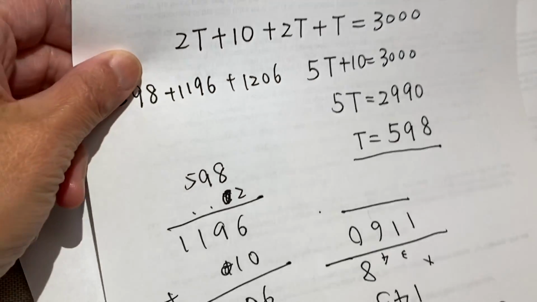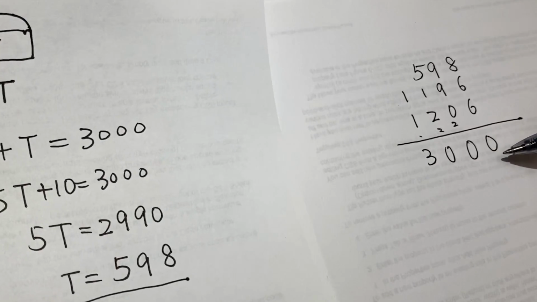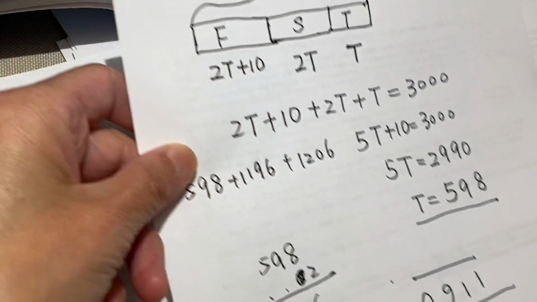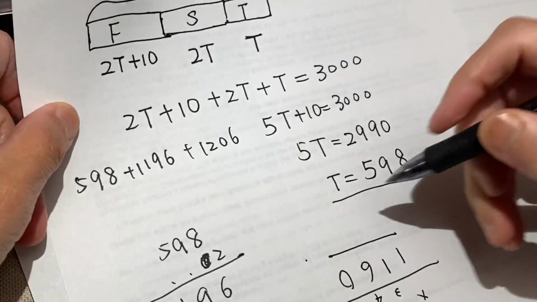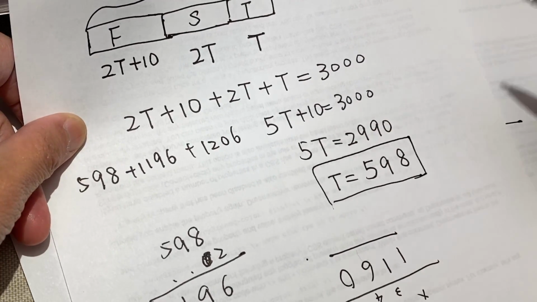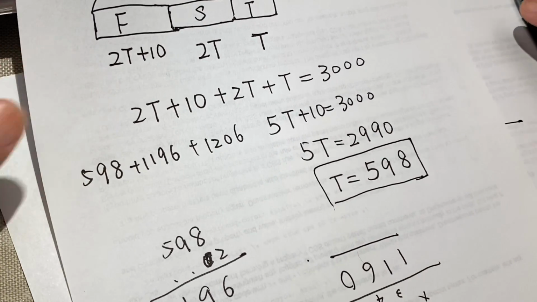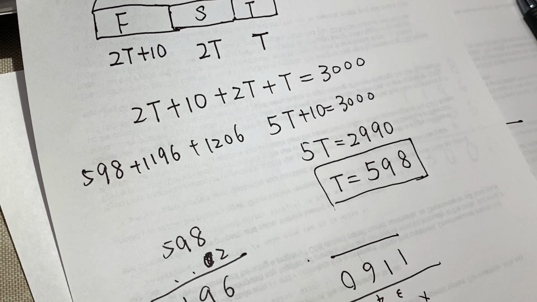So we have exactly 3,000. So that is the answer. The third pile has 598 books. Thank you very, very much.